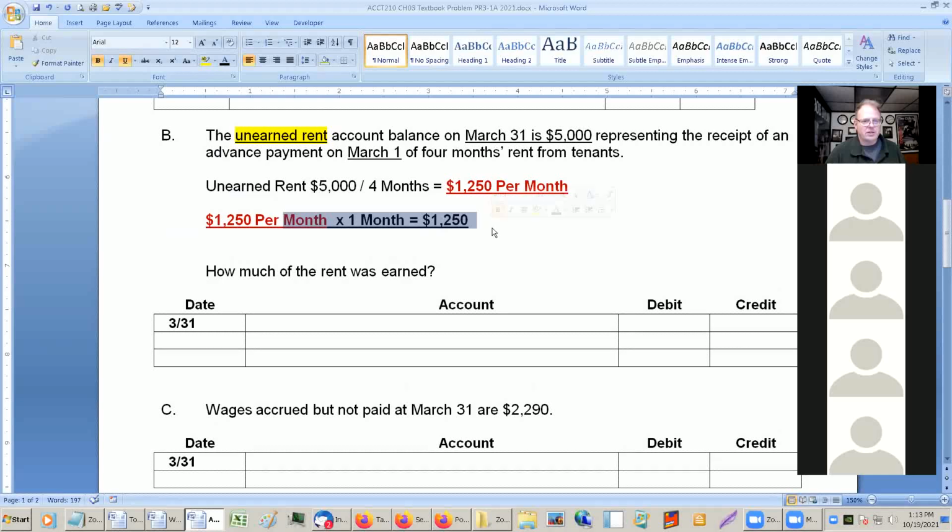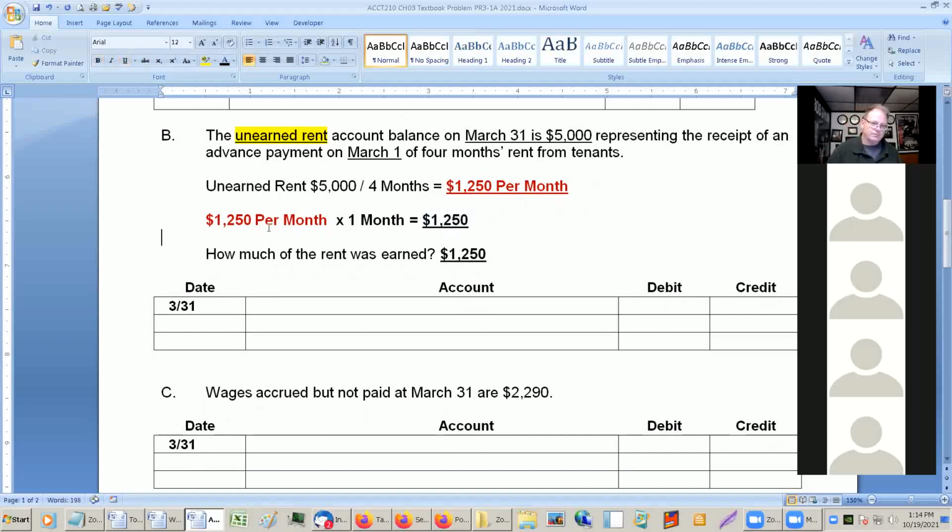a rational question would be, do we really have to do that? And no, I mean, it was only 1 month. You can just take that. Okay, so this is rent. We're renting the place out to somebody.